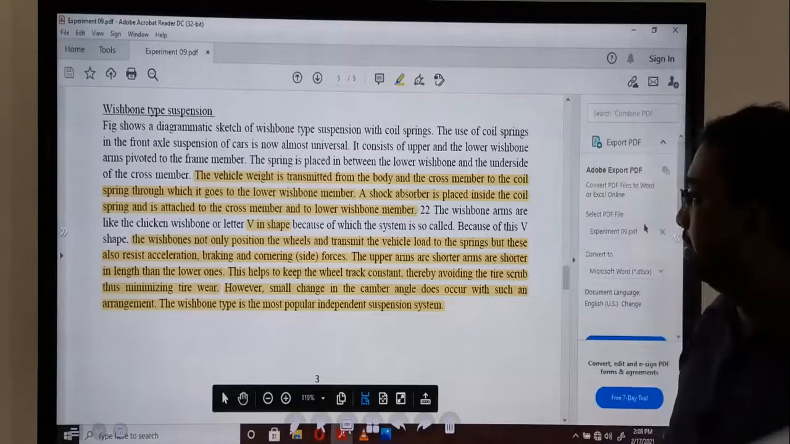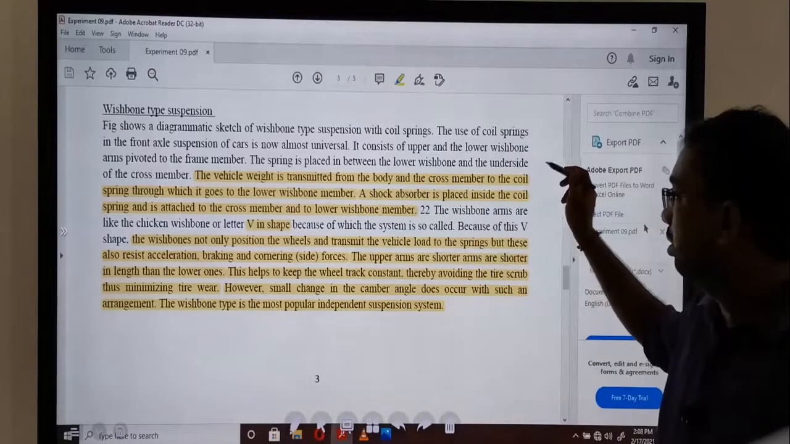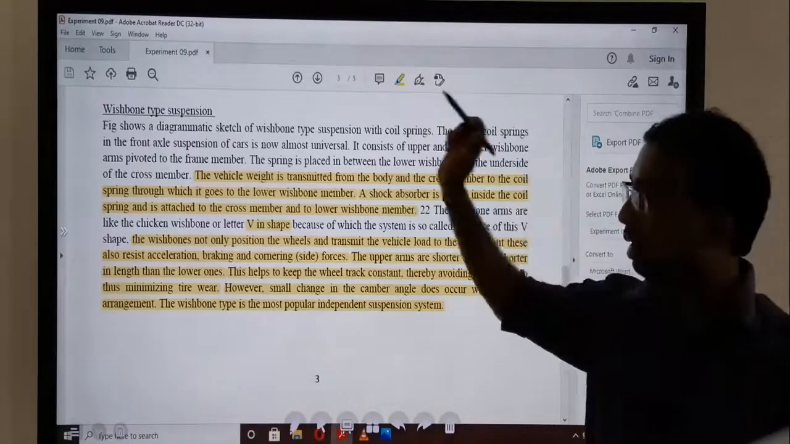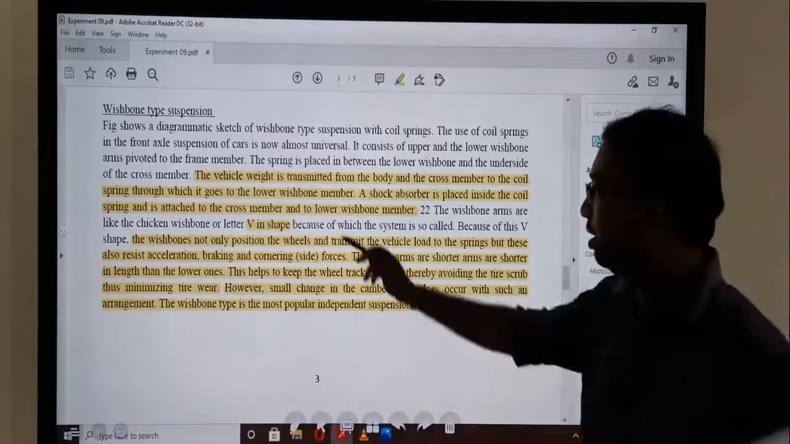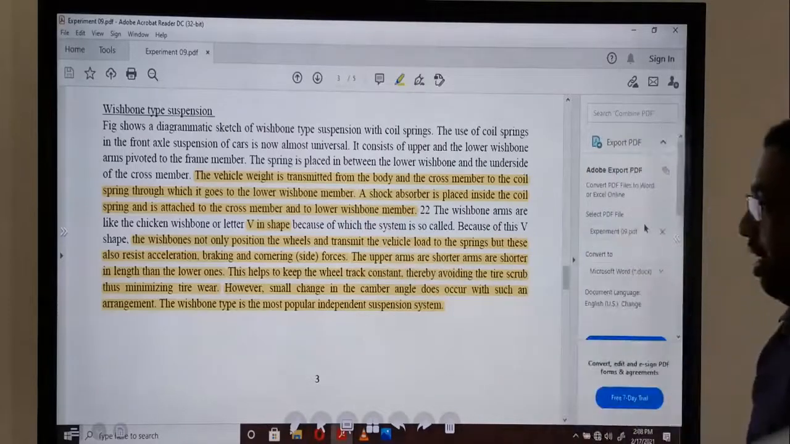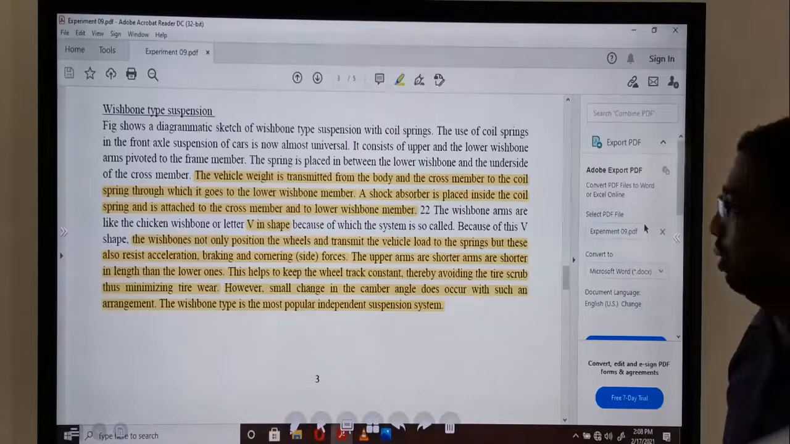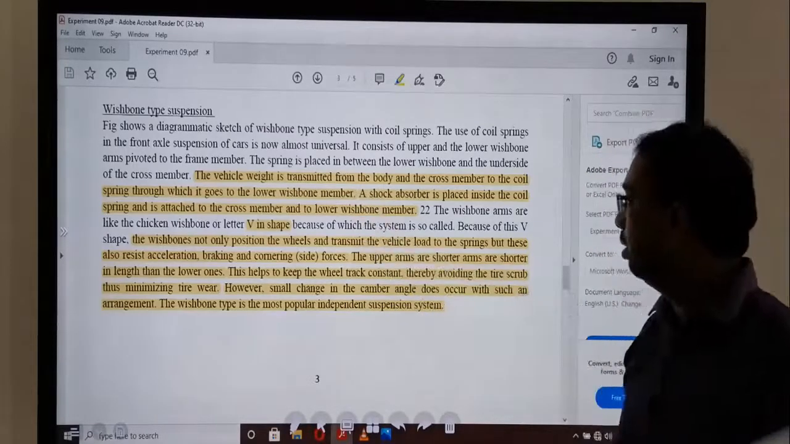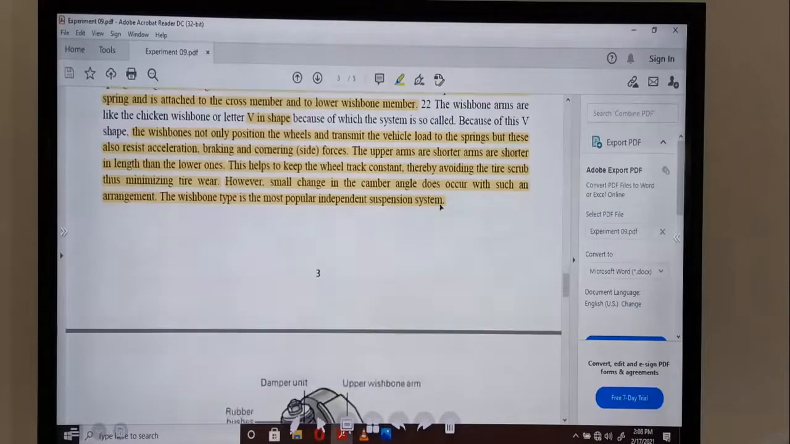So the weight is transmitted from the body and the cross member and finally goes to the coil spring through the lower wishbone arm. The shock absorber is placed inside the coil spring and is attached to the cross member and lower wishbone member.